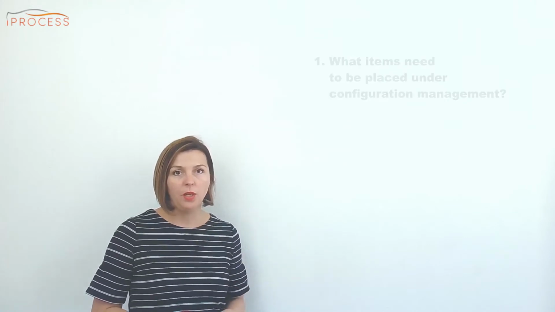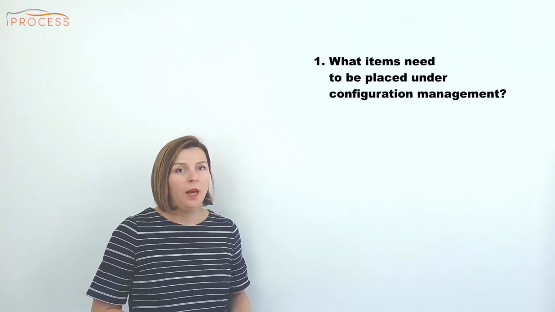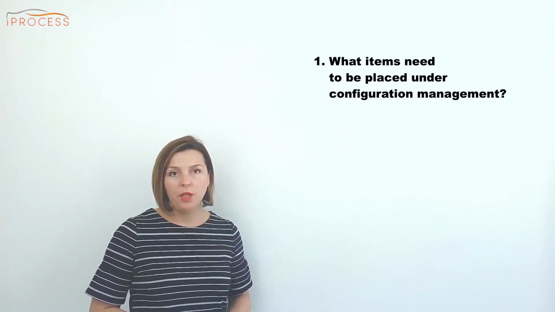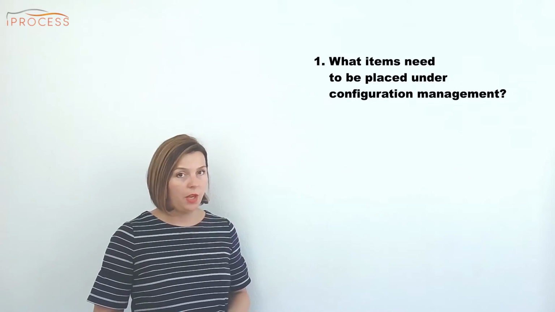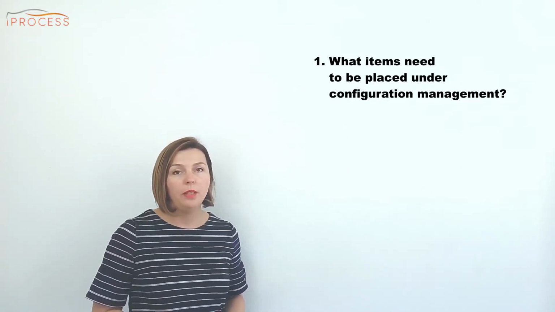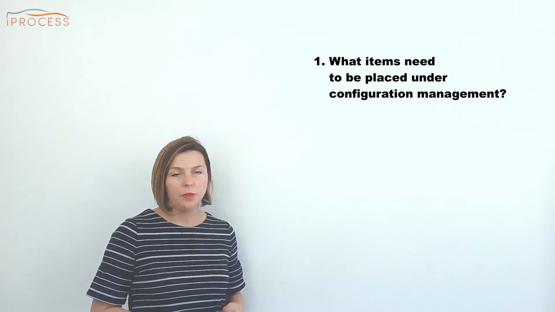So, to effectively define and implement a change management process, consider starting with the following. First, what items need to be placed under configuration management? Items that typically need controlling include baseline requirements and specifications, interface specifications, design, code, build data, database-related items, and so on, and the standards that were used to create the items.